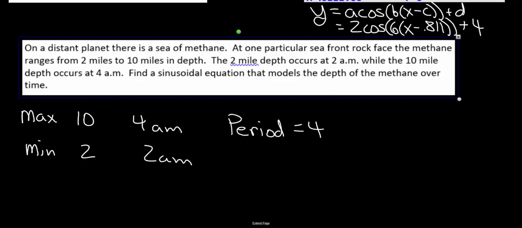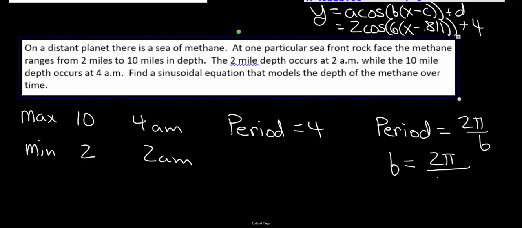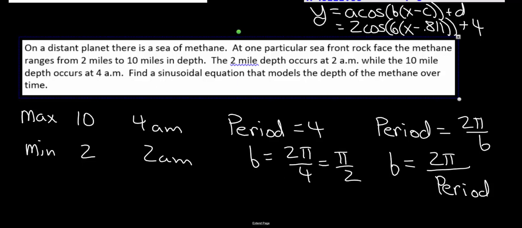Now, here's why that's important, because we have this relationship. Remember, when we're calculating the period, we take 2 pi divided by b. If we're given b, we can calculate the period by just dividing by b. But we could also use a little algebra and say b is equal to 2 pi divided by the period. So here's what we've got. B is equal to 2 pi divided by 4, which is pi over 2. So we've got the B component of our model.